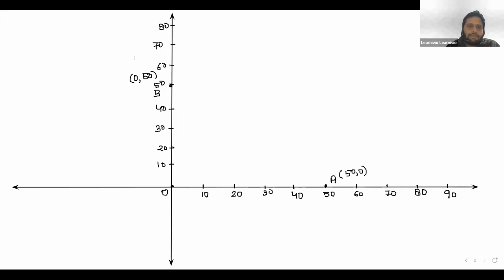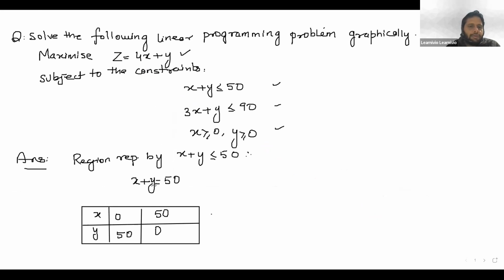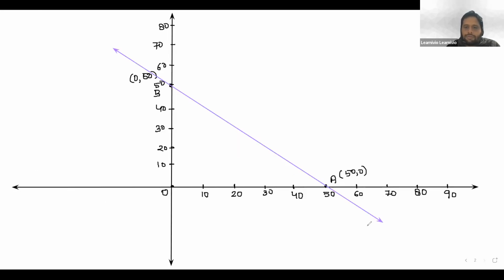We will select this color. Okay, this is your line. And on the line, always write the equation so that the examiner will know that this is the equation. This is a straight line of this equation, x plus y is equal to 50. Now, this line has divided this plane into two parts. Okay, first this, second this. First part and second part. So we will check which is our solution, either the first is our solution or the second is our solution.